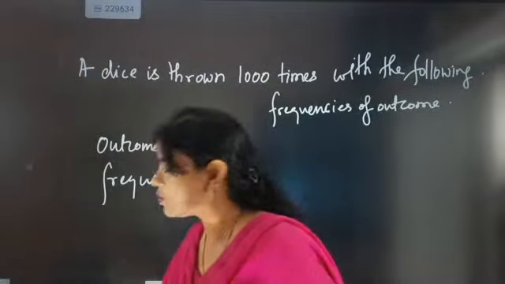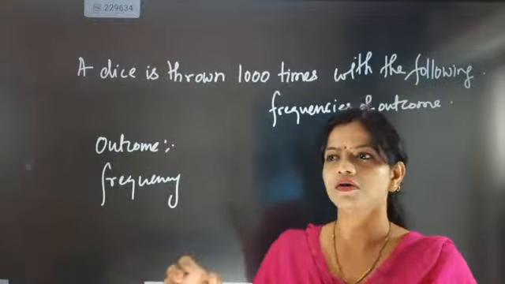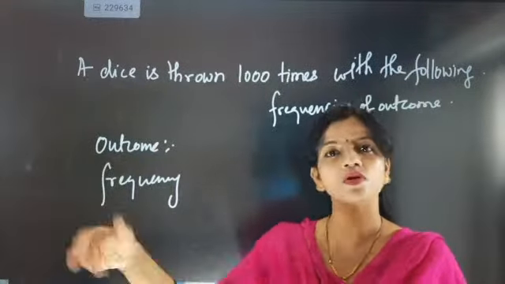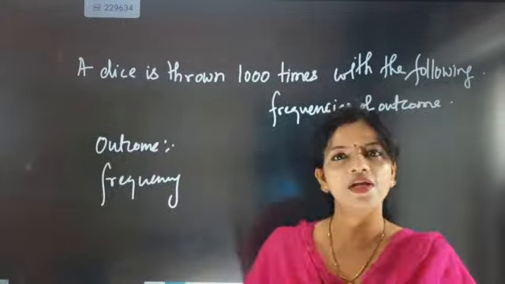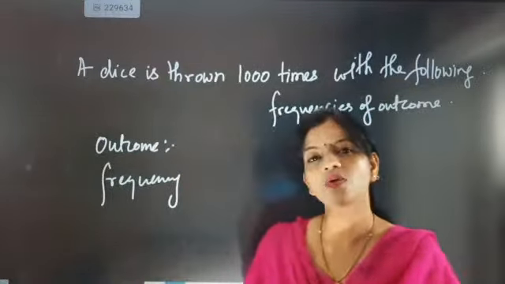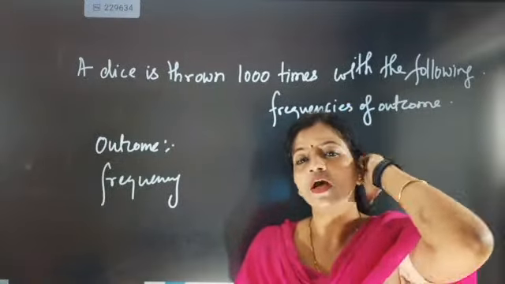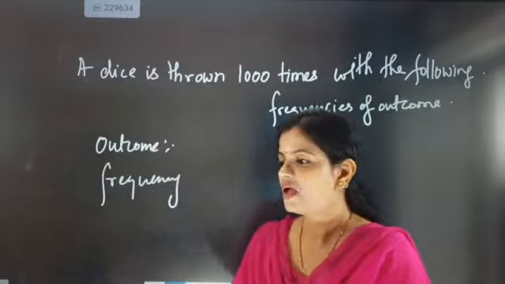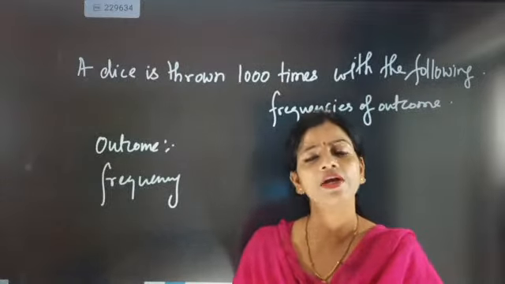So first, you have a dice in your hand and 1000 times you are rolling the dice, and you are counting which number is coming how many times. After rolling the dice, you are checking which number is coming how many times.